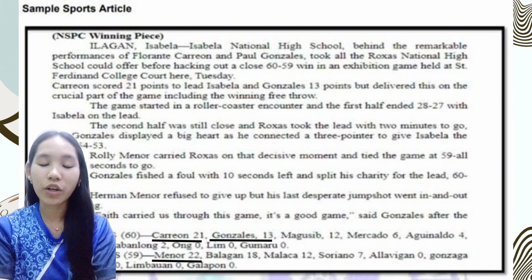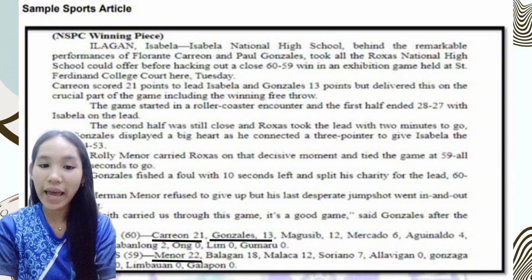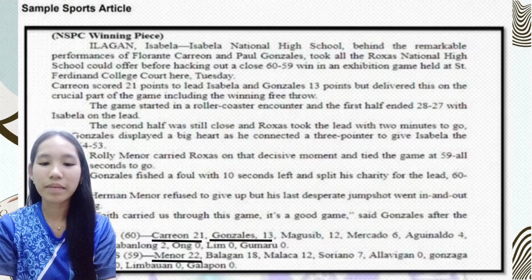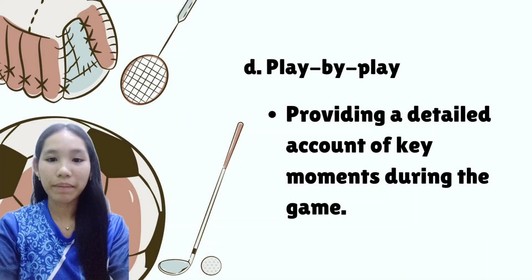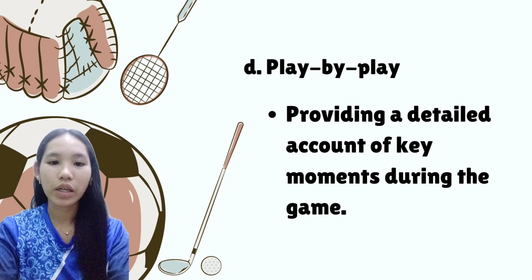First is Carrion. He got 21 points, and Gonzalez got 13 points, which notably includes the game-winning free throw. And Minor of Rojas National High School got 22 points. Fourth one is play-by-play. This is providing a detailed account of key moments during the game.